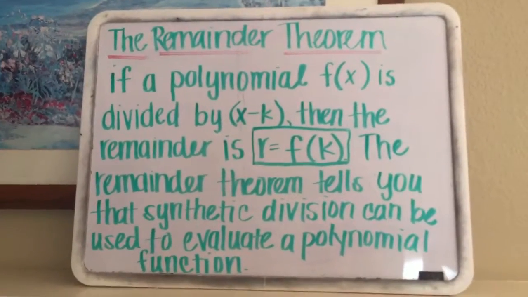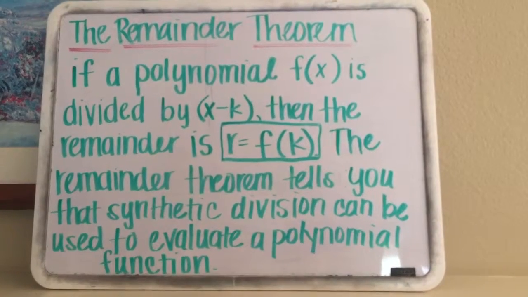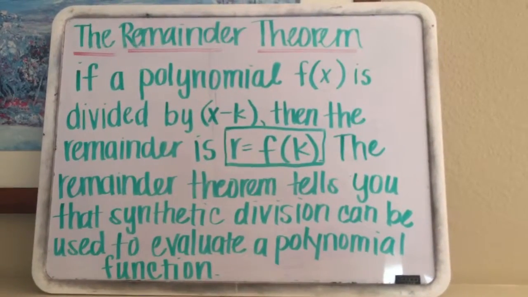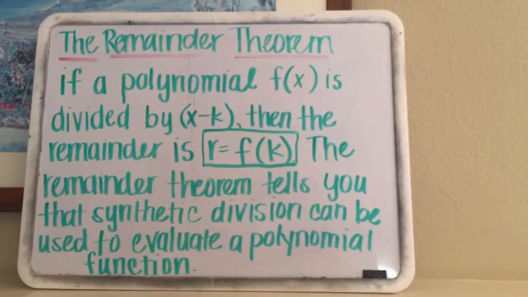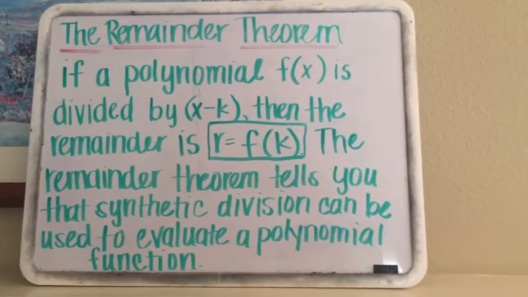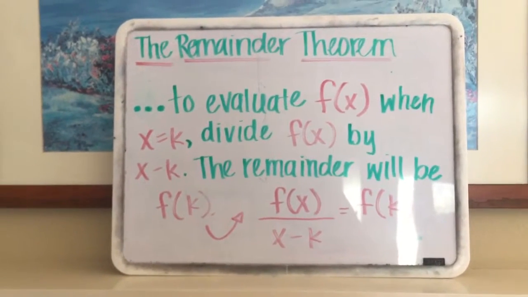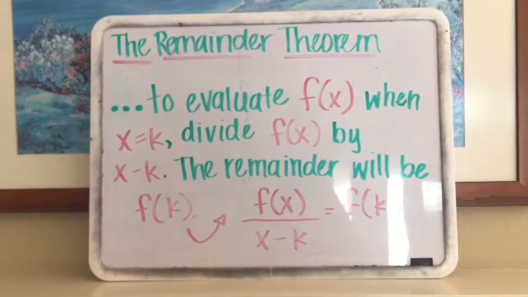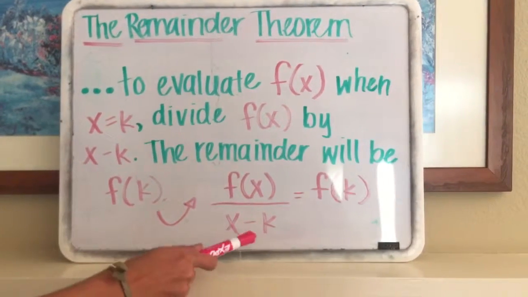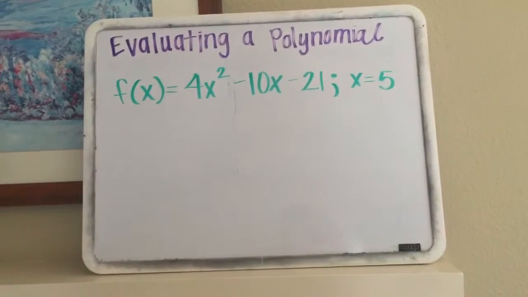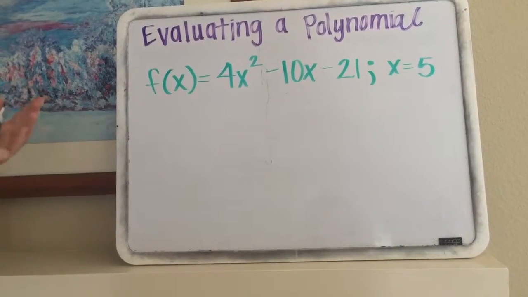The remainder theorem states that if a polynomial f of x is divided by x minus k, then the remainder is r equals f of k. The remainder theorem tells you that synthetic division can be used to evaluate a polynomial function. To evaluate f of x when x equals k, divide f of x by x minus k. The remainder will be f of k, as shown here. So if you want to use the remainder theorem, you can evaluate it by using synthetic division.